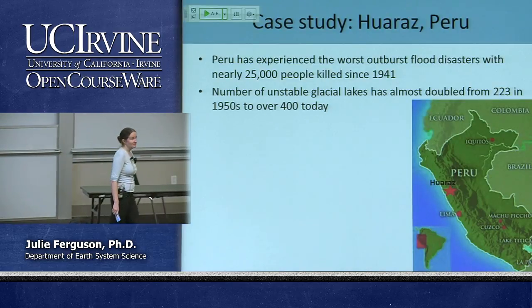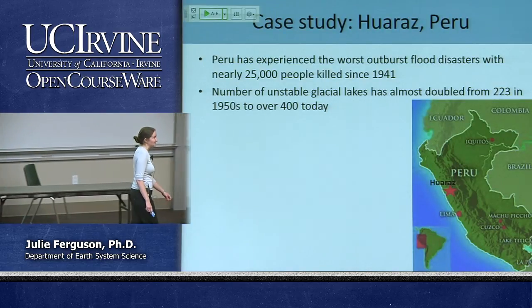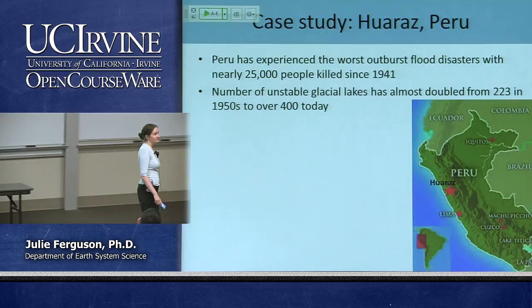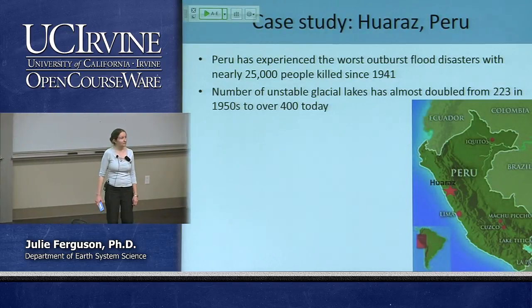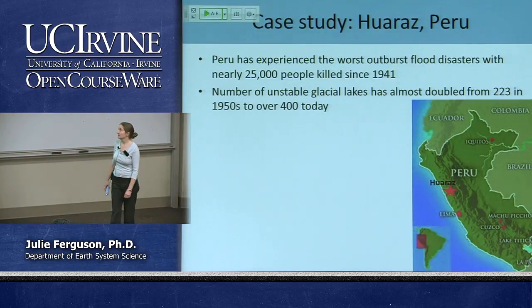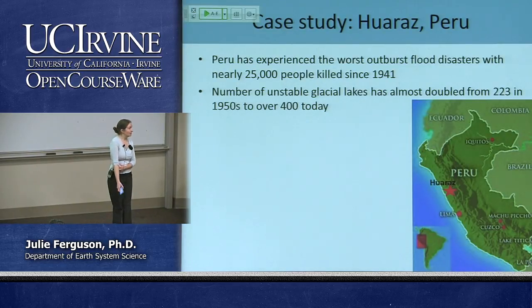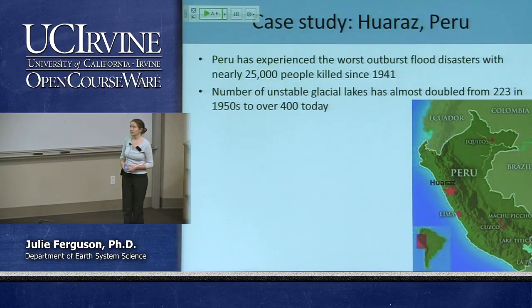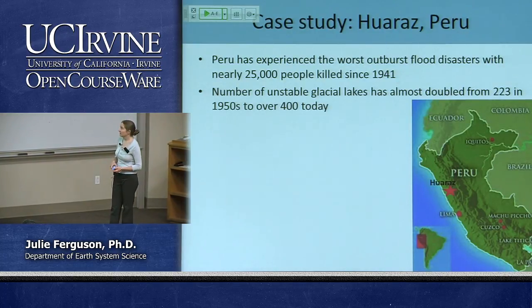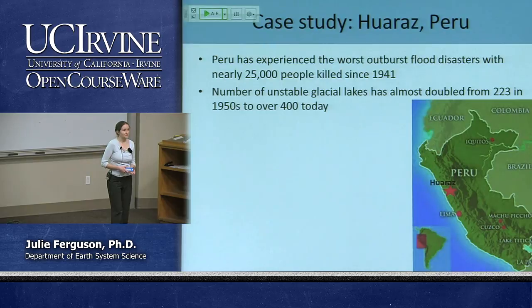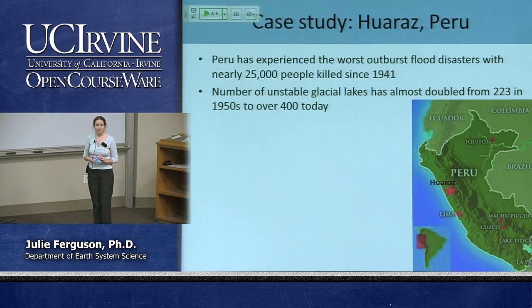And so Peru has actually been one of the worst hit countries by these floods. Maybe 25,000 people have been killed by floods in this way since around 1941. And so they really do lead the world in identifying these lakes and dealing with the consequences of these events. Okay, and certainly since the 1950s, we've seen the number of lakes that they have to deal with and monitor rise from something like 200 to 400. So it's a big deal.